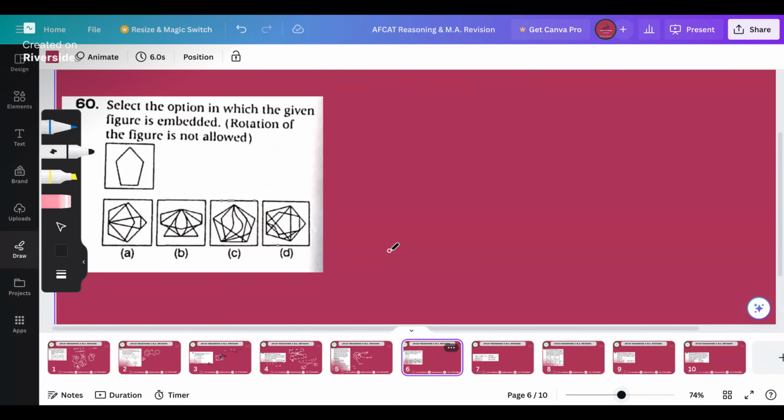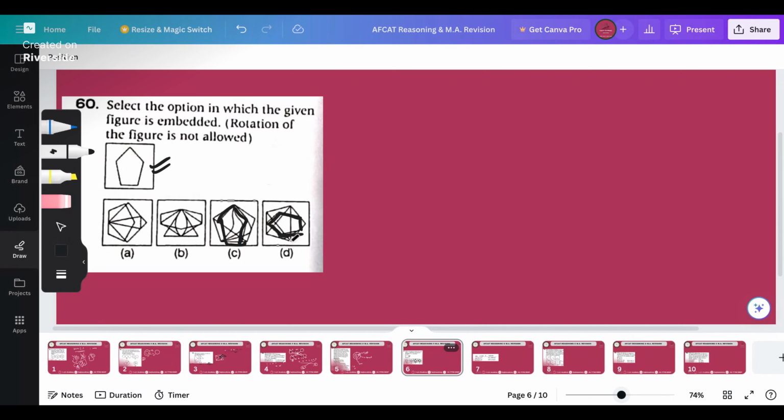It's a very easy one. Okay, embedded figure question. Over here they have given the question figure and the answer figure. Look closely. What are you able to find? There is something like this. Please pardon my drawing. And there is also something like this in D as well.